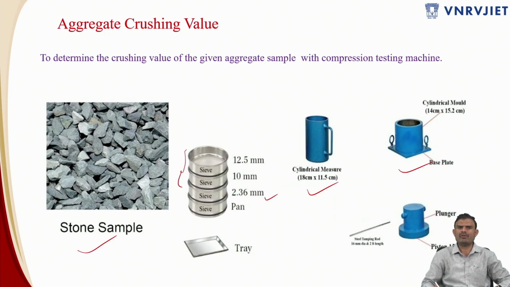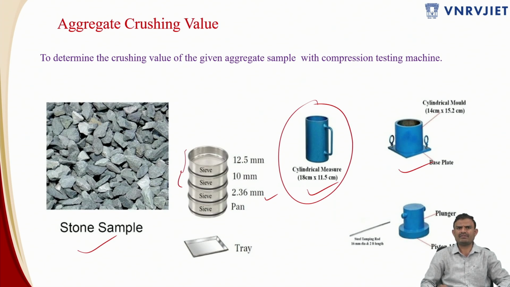Then the aggregate has to be oven dried at a temperature of 100 degrees centigrade or above, and then the test is conducted on the aggregate. You have to take the aggregate, and this cylindrical measure is very important. Here the volume of the aggregate we are testing remains constant, because we cannot rely on the weight of the aggregates. So the volume of the aggregate is very important.